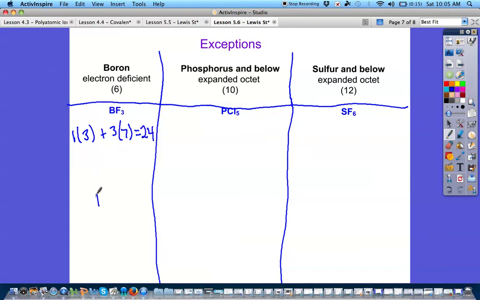So boron is going to go in the center. We're going to arrange the fluorine around it. Single bond them. So we have 6 involved with bonding. Take that away from our total. 24 minus 6 is 18. So we have 18.